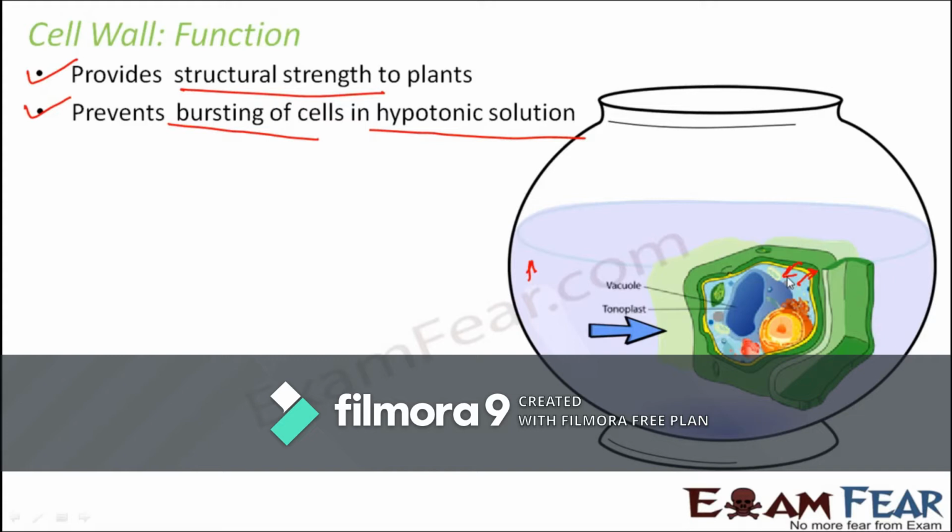Therefore, plant cells can withstand greater changes in surroundings than animal cells. That is how plant cells have been equipped, that even though they cannot move, they will be able to manage with the variations in the environment.